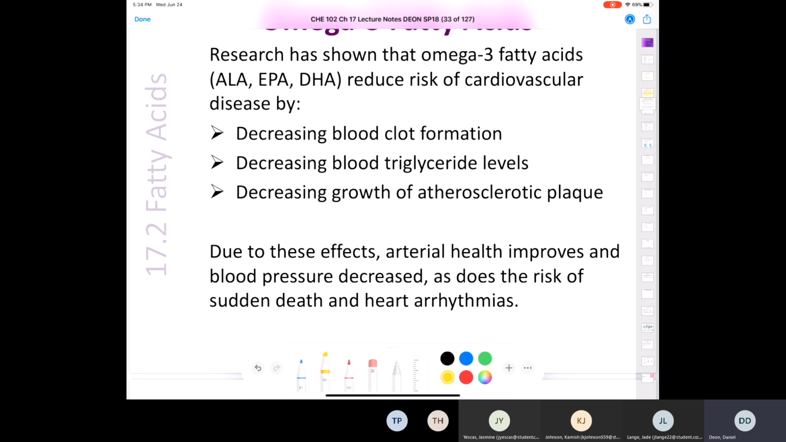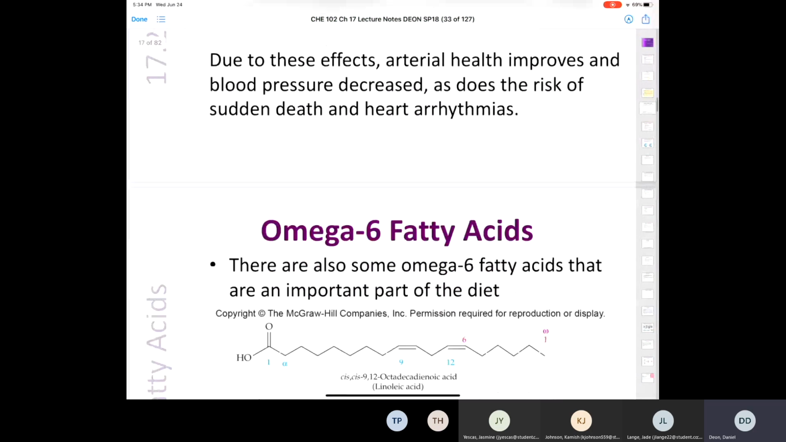If you've ever heard of hardening of the arteries, this is where we have plaque buildup inside of our arteries. And so the result of that can be hypertension, which is high blood pressure. So basically these will help you to maintain proper blood pressure. Anyhow, it says here that due to these effects, arterial health improves, blood pressure is decreased, as does the risk of sudden death and heart arrhythmia. So eat those flax seeds, I guess.